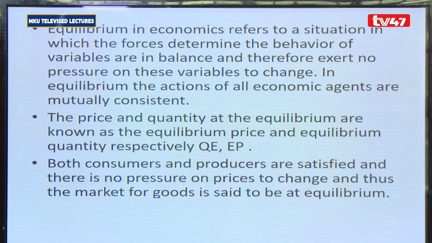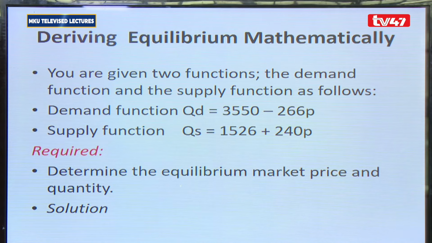Equilibrium in economics refers to a situation where the forces determine the behavior of the variables. That is, the variables are the price, the supply, and the demand. So that causes all the agents to mutually consent at one point. And we say demand is equal to supply. Everybody is satisfied with that market.